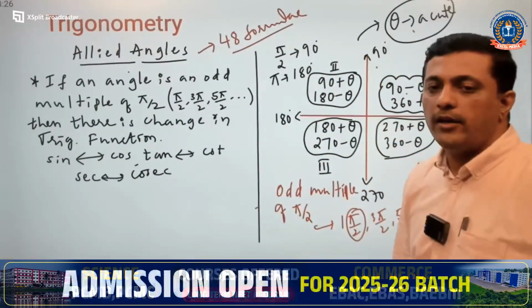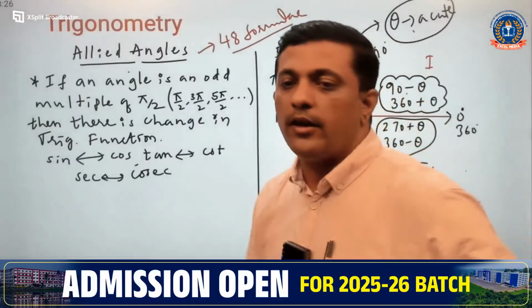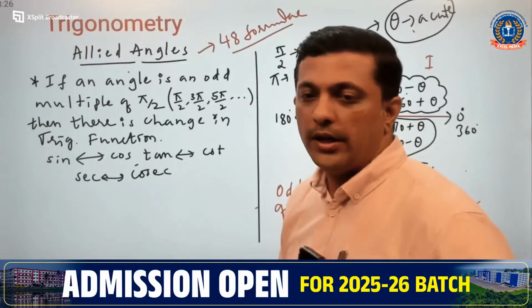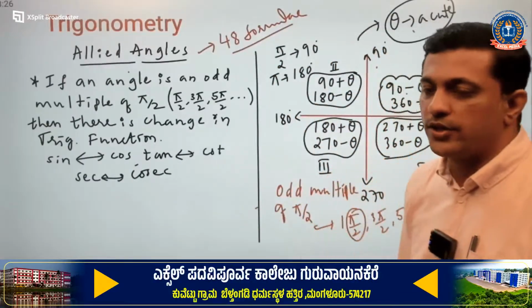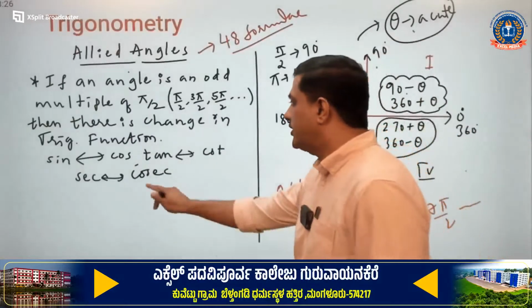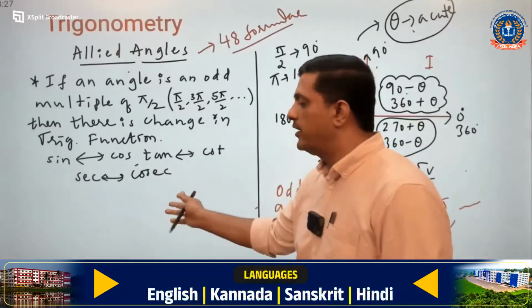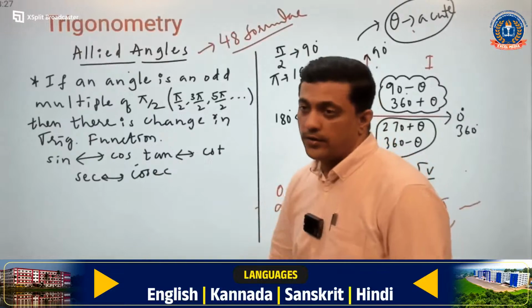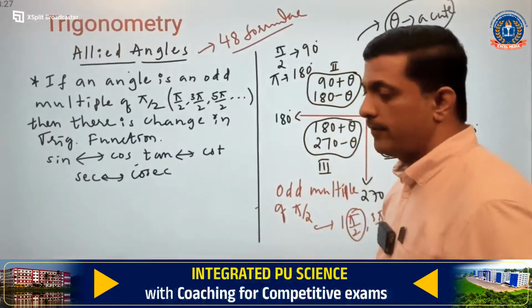If an angle is an odd multiple of π/2, then there is a change in the trigonometric function. The trigonometric function changes this way: sin goes to cos, cos goes to sin, tan to cot, sec to cosec. Okay, so like that.